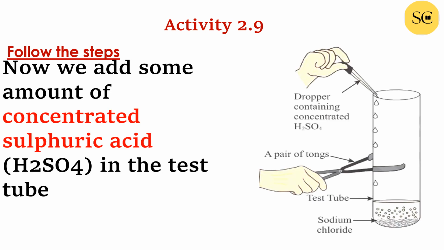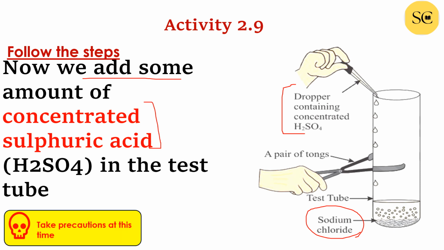Now we add some amount of concentrated sulfuric acid in the test tube, in which we have already taken sodium chloride. Drop by drop, with the help of a dropper, we pour some amount of concentrated sulfuric acid in the test tube. Okay, so at this time when you use sulfuric acid, take precautions, because the concentrated acid is very harmful to us.